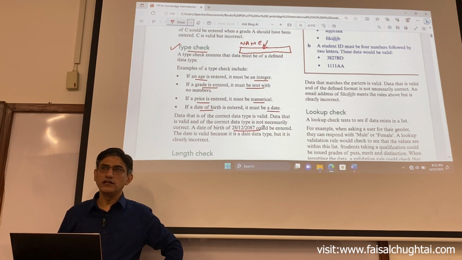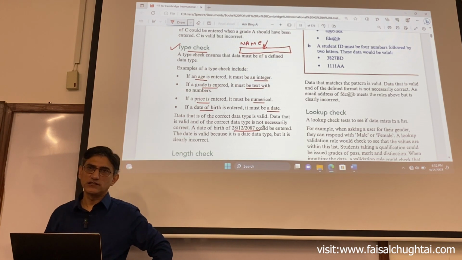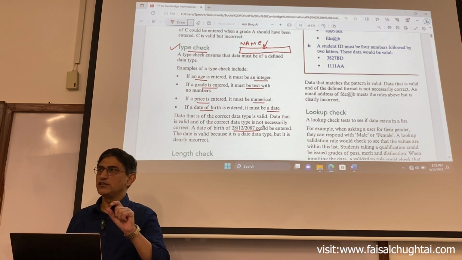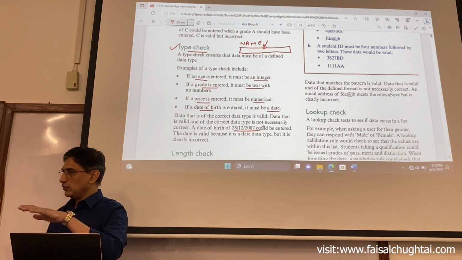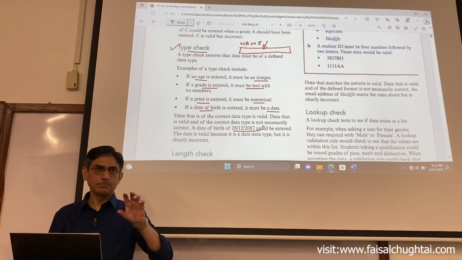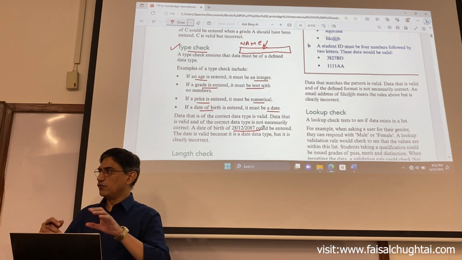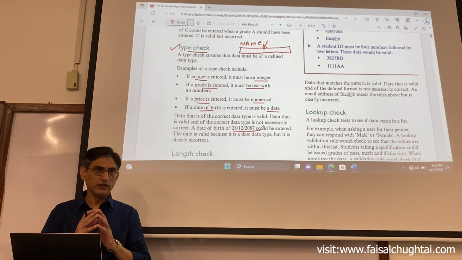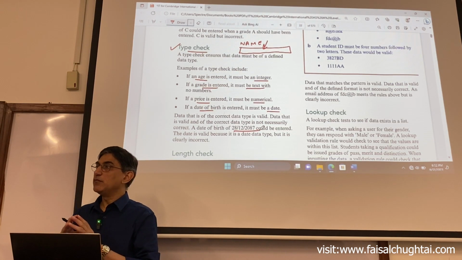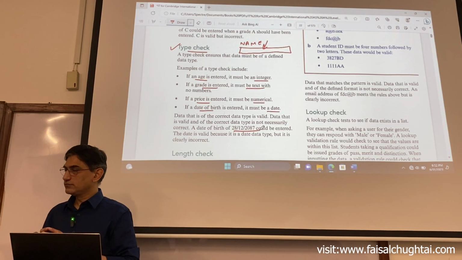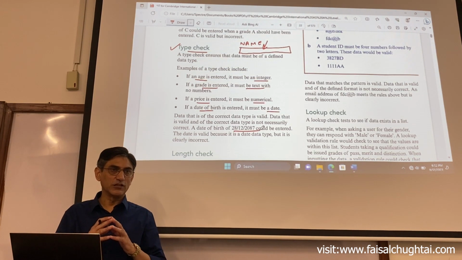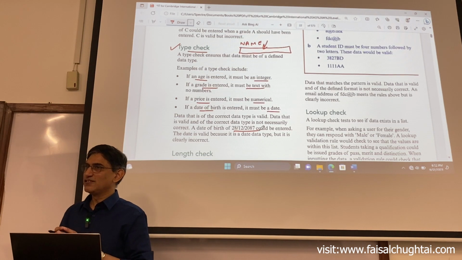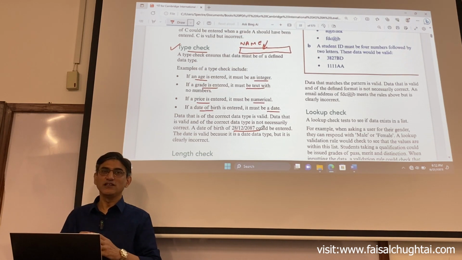I cannot enter a date in any format other than this, particularly if the format of the data that I'm inputting is required to be a date. And, by the way, dates are numeric data, and dates can be mathematically computed. What do I mean by that? Dates can be mathematically computed.